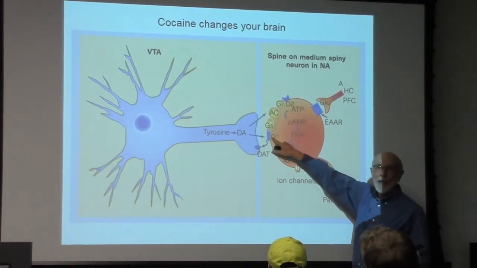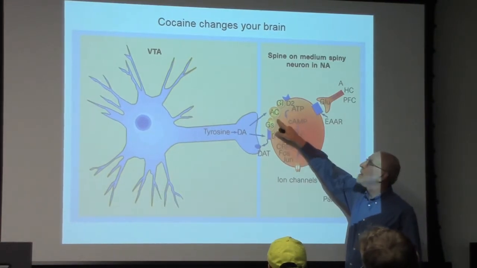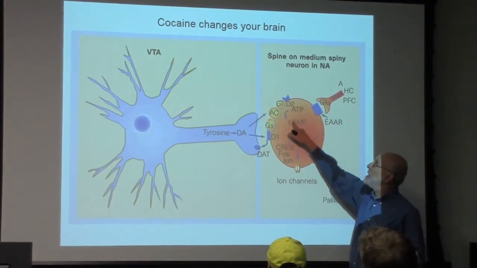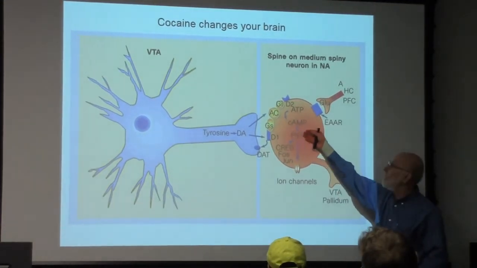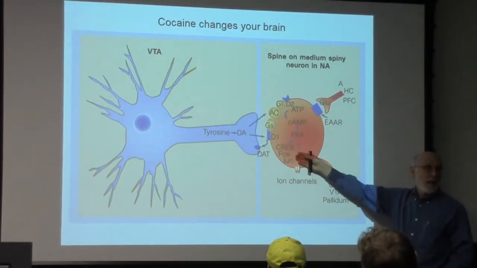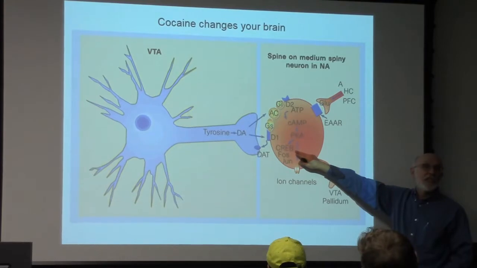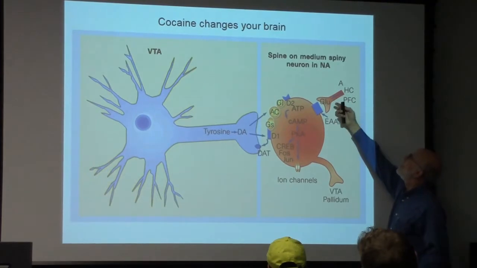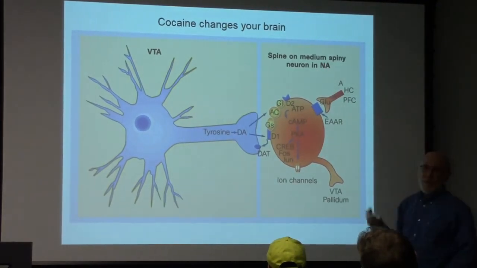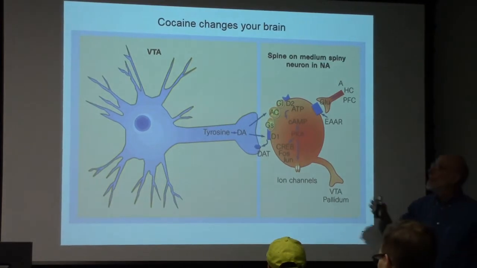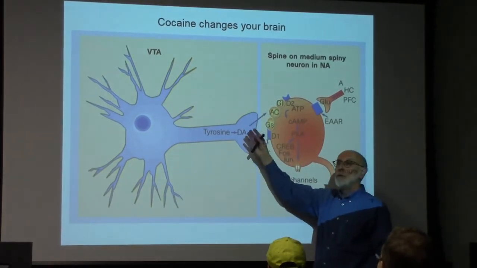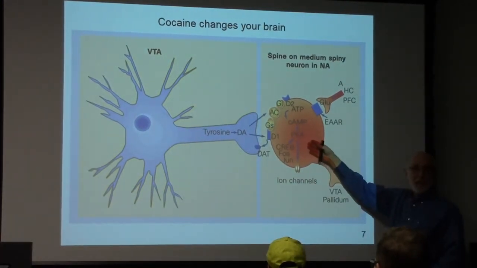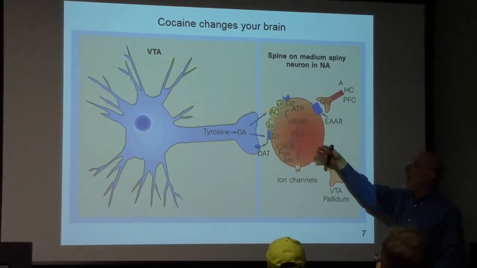This D1 receptor activates adenylyl cyclase, with ATP being converted to cyclic AMP by adenylyl cyclase, then PKA. We're seeing the same story here as before: PKA, CREB, changes in gene transcription of the target cell, which is in the nucleus accumbens. That's what NAc stands for. The nucleus accumbens is one of the targets of the dopaminergic cells whose cell bodies are in the ventral tegmental area. These cells change if there is enough activation.